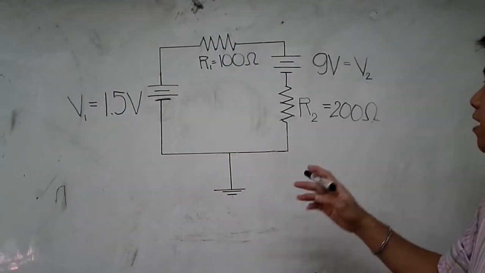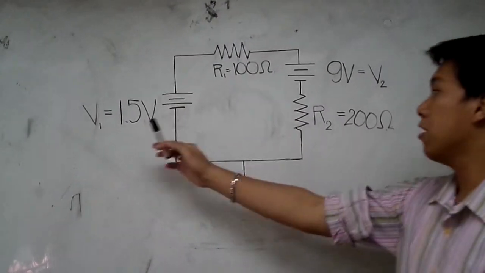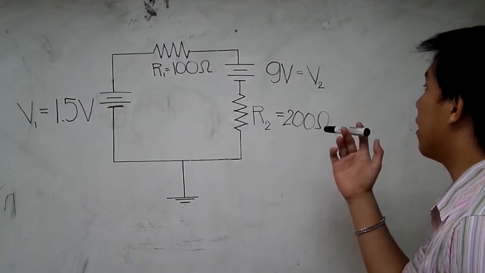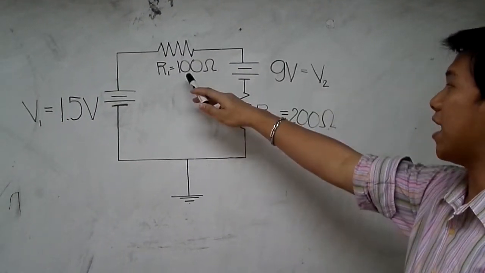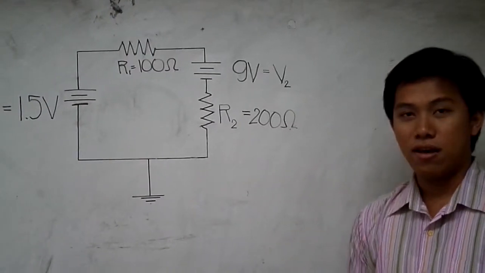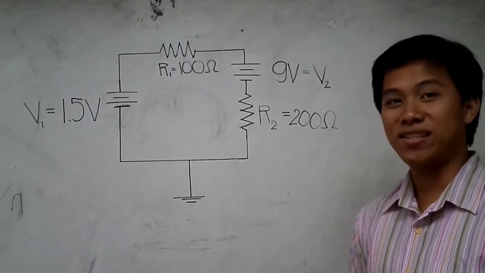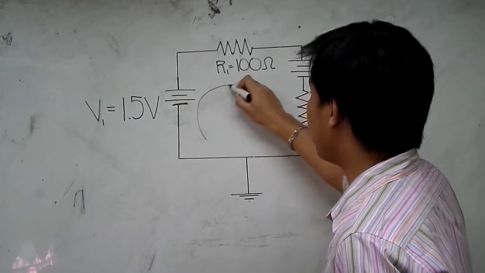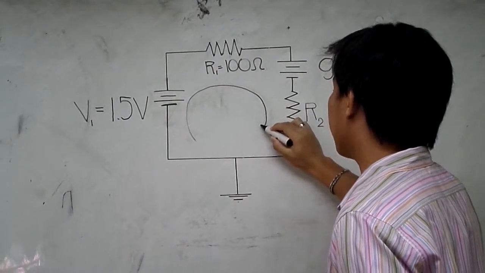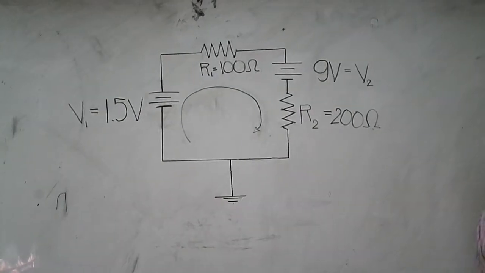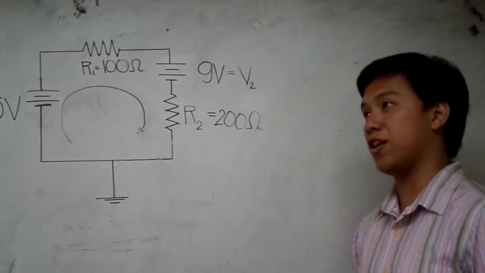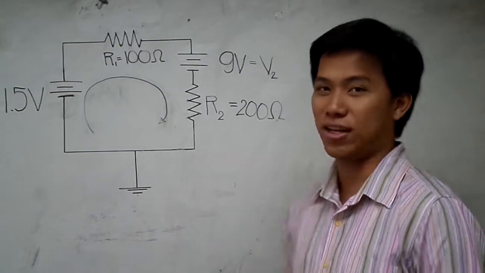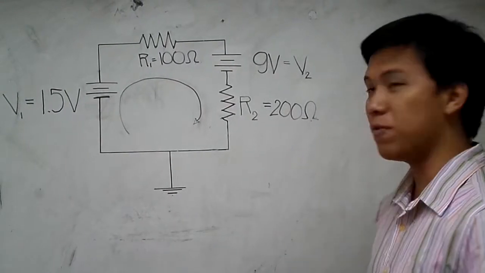This is an example of a simple circuit. It consists of two voltage sources and two resistors, which are 1.5 volts, 9 volts, and the 100 ohm and 200 ohm resistors. Before we proceed to the equation, we must write the loop. You should draw a loop. For me, I will choose the clockwise rotation of the loop. It is your choice if you want a counterclockwise or a clockwise loop, but for me, I will choose the clockwise loop. Now we will proceed to the equation.